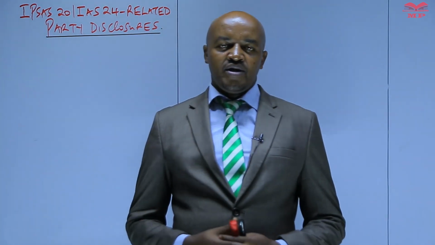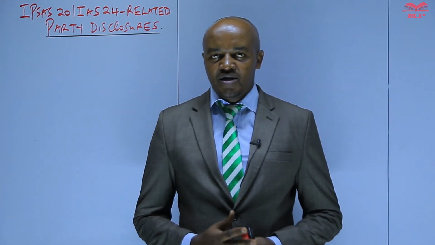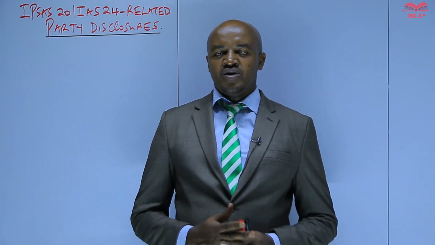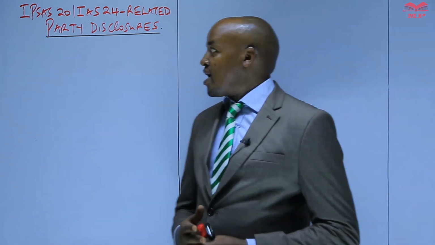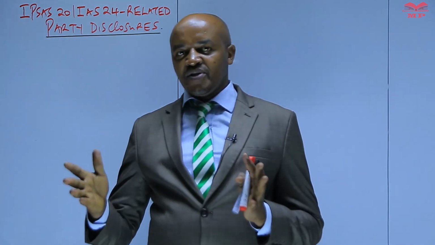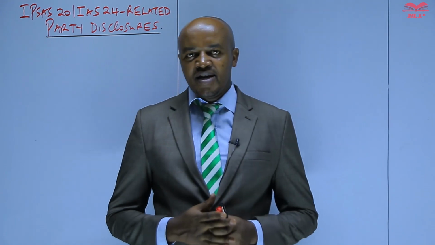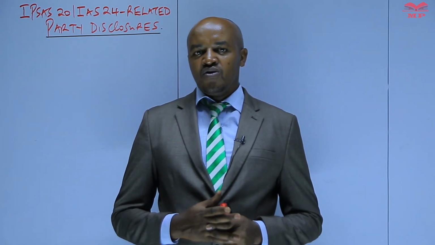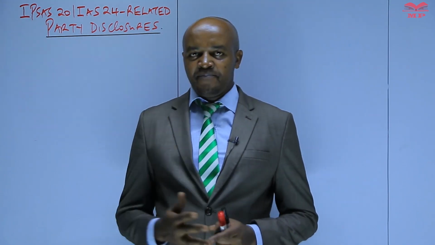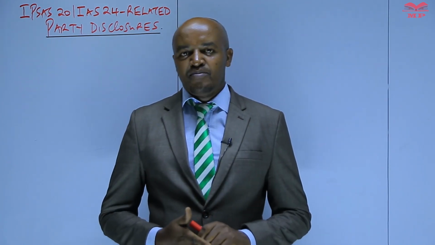We are still soldiering on with the syllabus coverage, and in this particular session I want us to look at related party disclosure, which is under IAS 24, International Accounting Standard number 24, and also IPSAS 20. But it is also important, first of all, for you to know that IPSAS 20 applies to public sector entities, whereas IAS 24 applies to what we refer to as the profit-oriented entities, those particular entities which operate with an objective of making a profit.